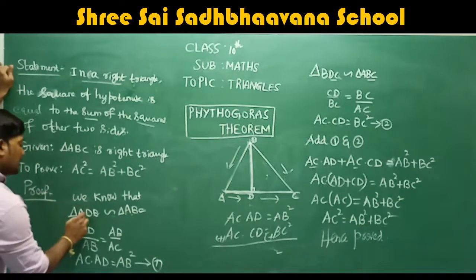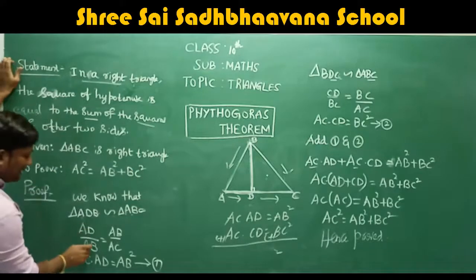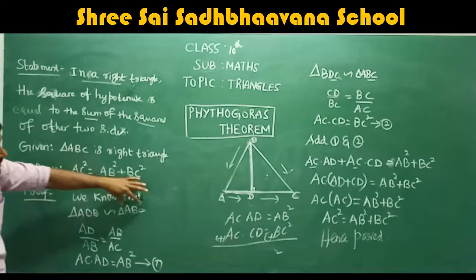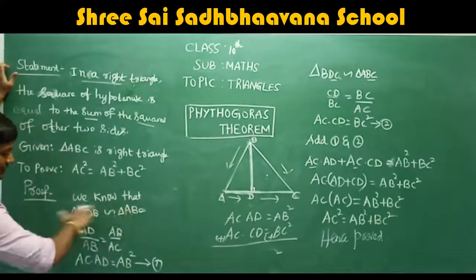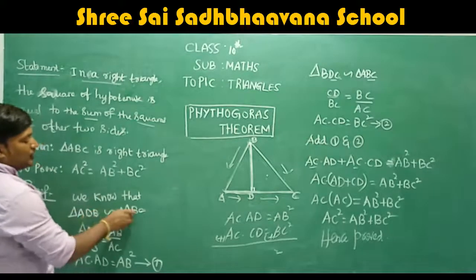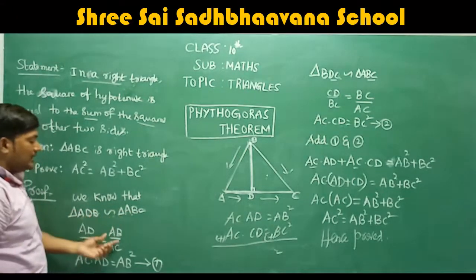So AD, the first two letters you take. AD, the next two letters is AB. So AD by AB should be equal to the last two letters, AB and AC. So AB by AC. If you remember which triangles are similar, your theorem is almost done. Okay, so ADB is similar to ABC. So that's why AD by AB is equal to AB by AC.